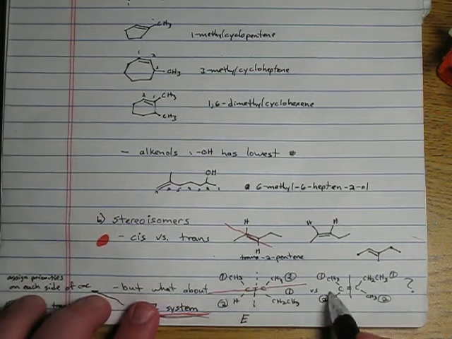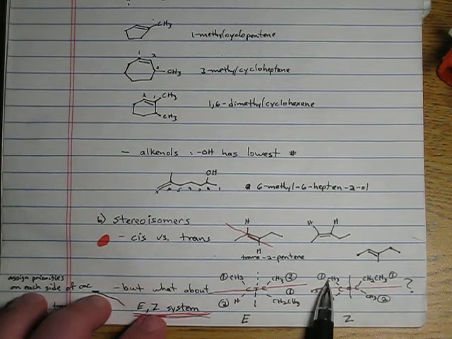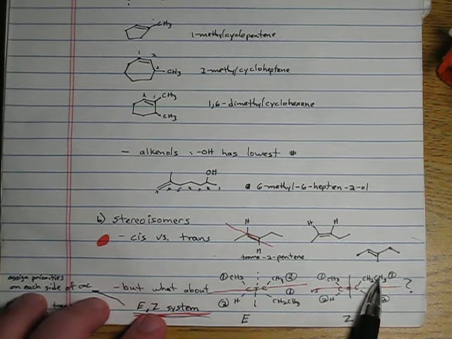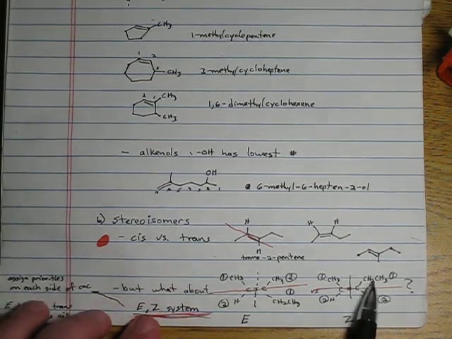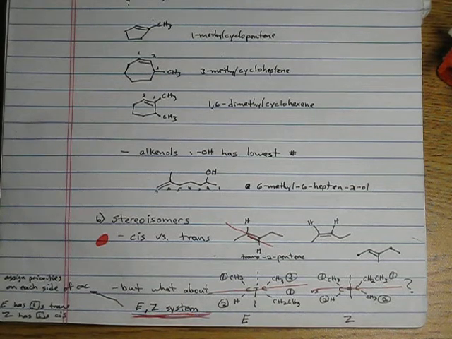Note if we look at this isomer here, our methyl is priority 1 on this carbon, our methyl is priority 2 on this carbon. Note our priority 1s are on the same side. They're on the same side of the line. That is the Z isomer.